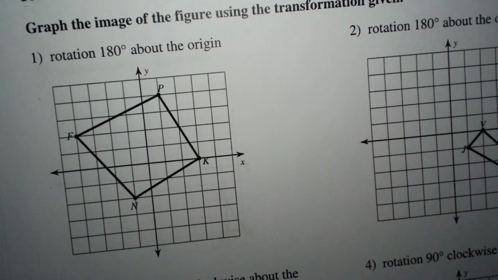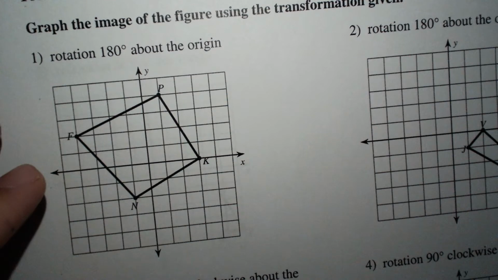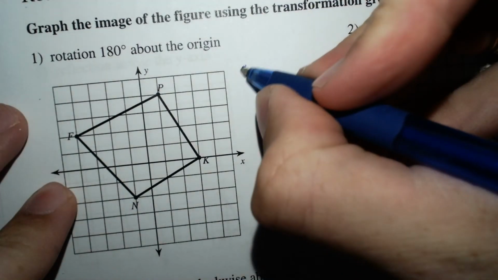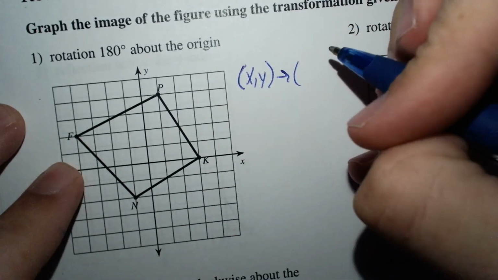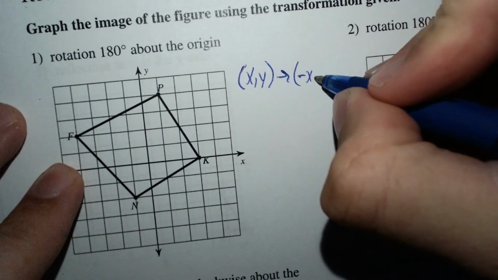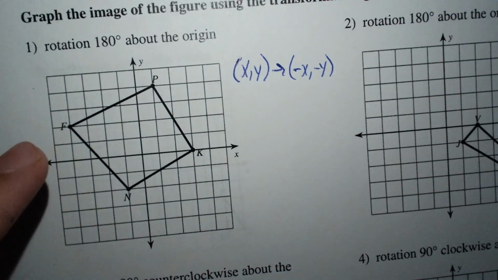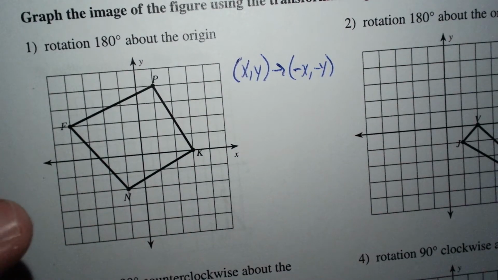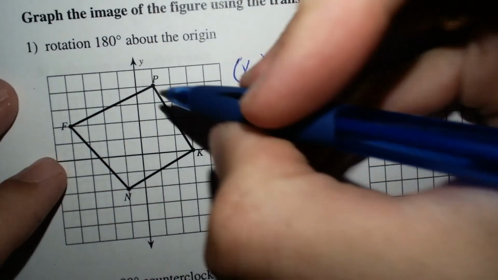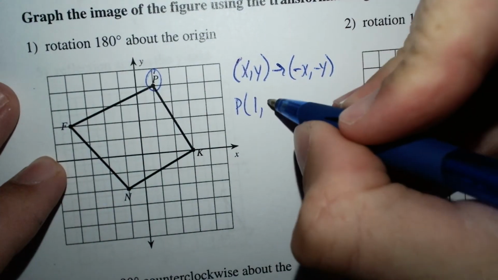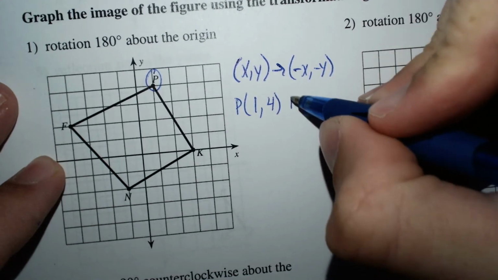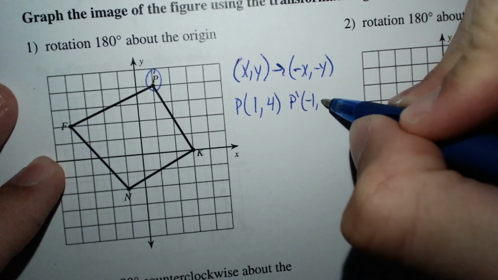So let's look. Rotation 180 degrees. If you look on that table, it tells you the rule for a rotation 180 degrees is (x, y) to (negative x, negative y), or the opposite x, opposite y. Okay, those are very important that you remember them. So let's look at P. P is 1, 4. P prime would be negative 1, negative 4.